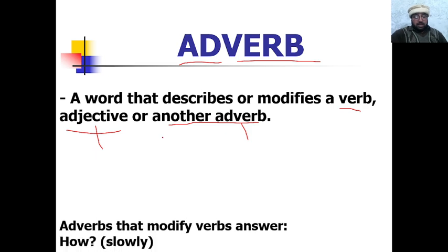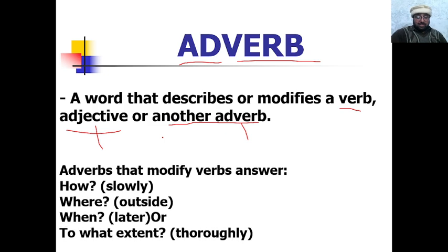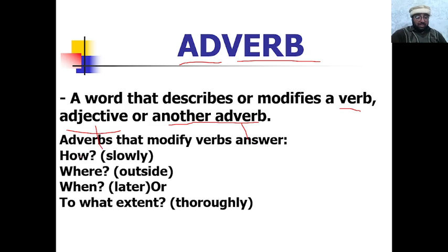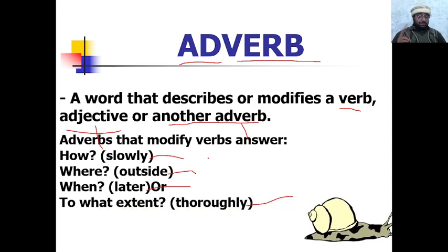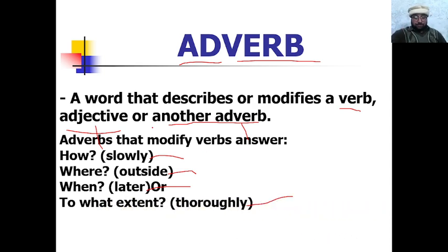Adverbs that modify verbs answer how. If a thing is modified, how is it modified? It is modified slowly. Where is it modified? It was modified outside. When was it modified? It was modified later. To what extent was the car modified? The car was modified thoroughly. Okay, so we can use it with a verb. Modified is a verb in the sentences above. This is a snail. It is moving slowly. Okay, or fastly.